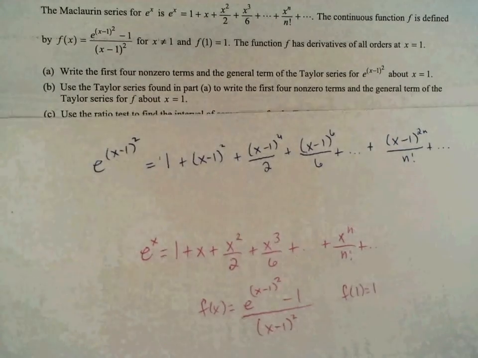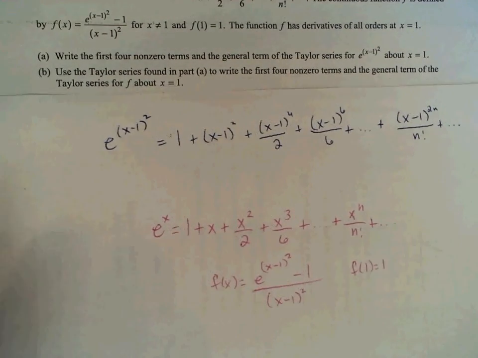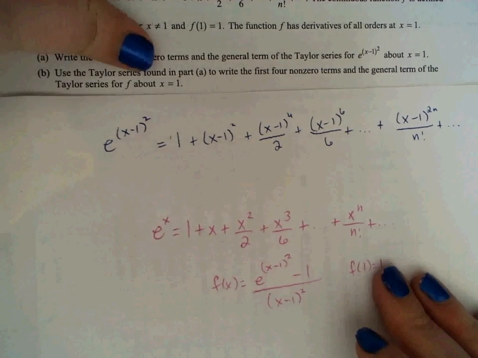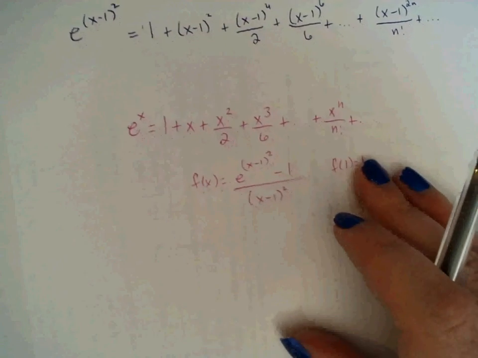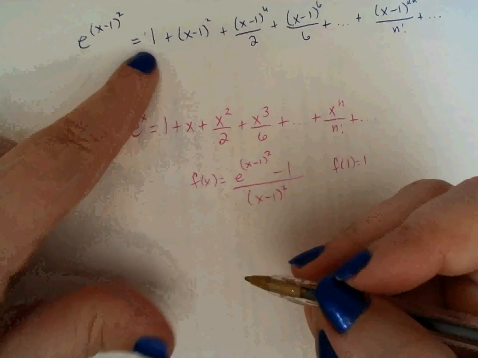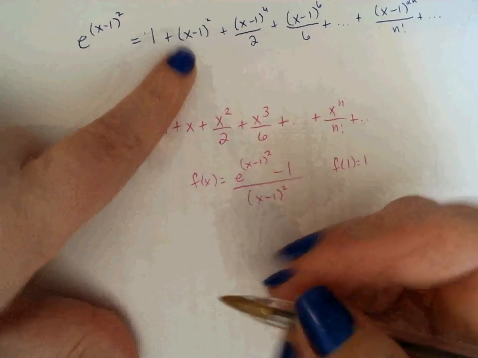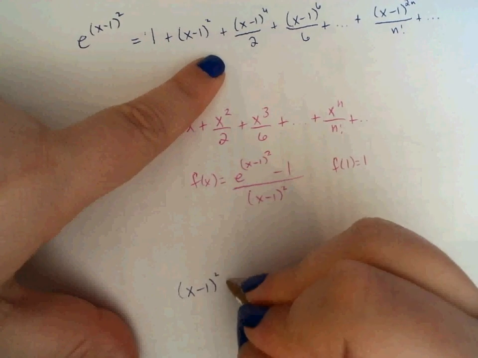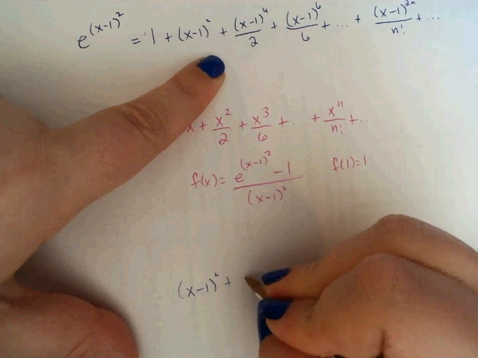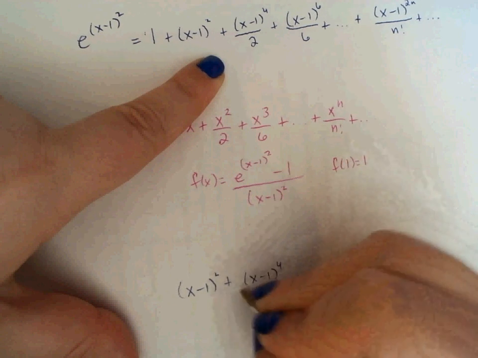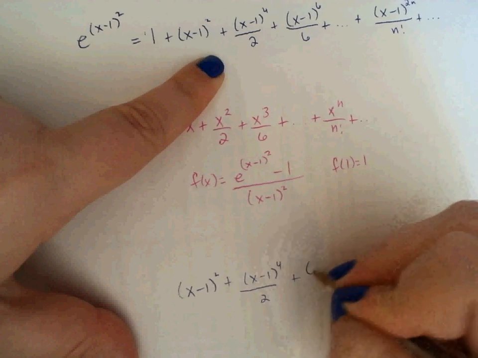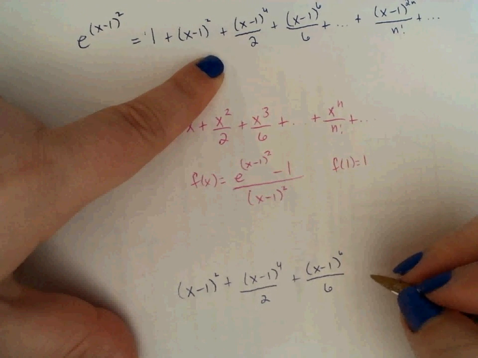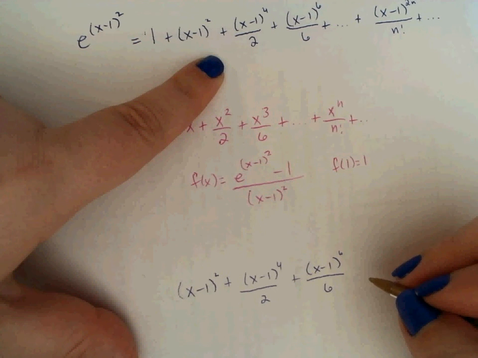It's very tempting to just be like, oh, let me divide every term by that. But we are actually going to have to work it out using long division. I'll show you how. Okay. So if I take this and I subtract 1, I'm left with x minus 1 quantity squared plus x minus 1 to the 4th over 2 plus x minus 1 to the 6th over 6.